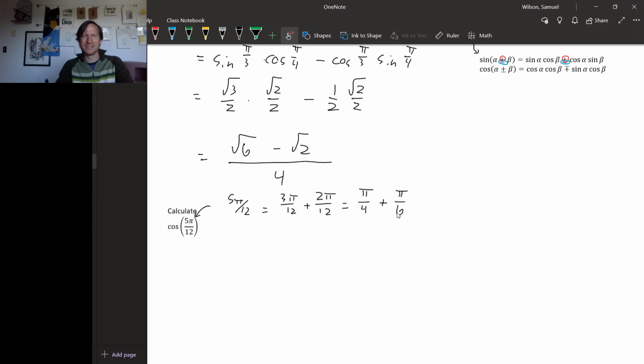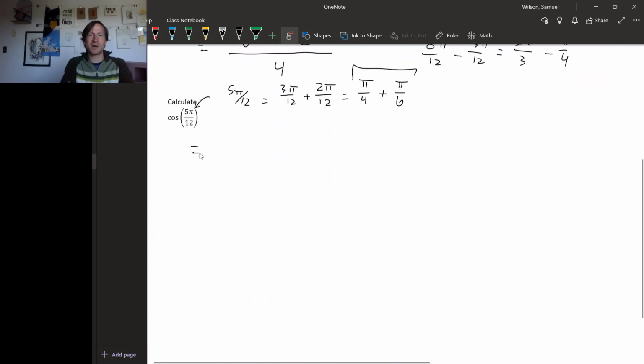There are other ways to do it. If we had 8 pi over 12, we could subtract 3 pi over 12. And 8 pi over 12, we can get rid of a factor of 4, so that would be 2 pi over 3 minus pi over 4. So you have options. Any one of these will give you the same final result, though. So I'll stick to the one that I came up with first.